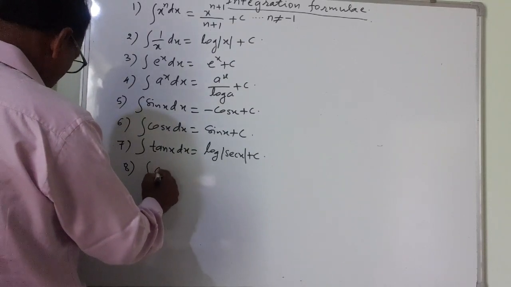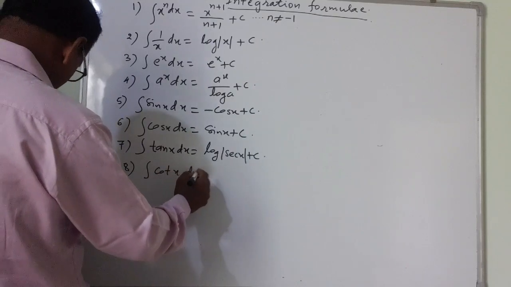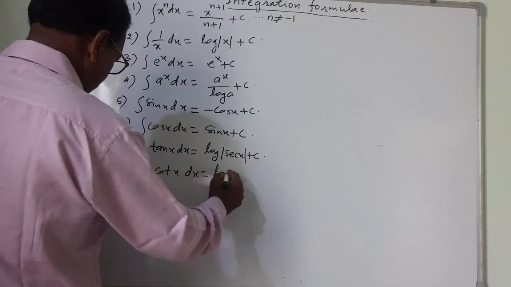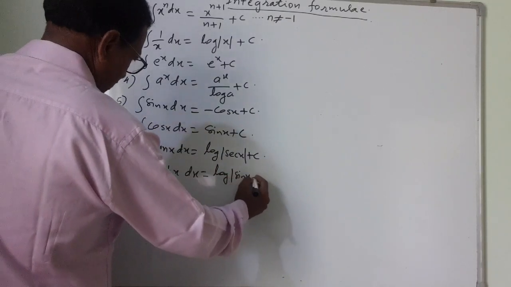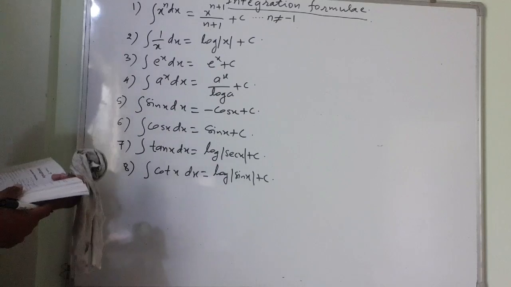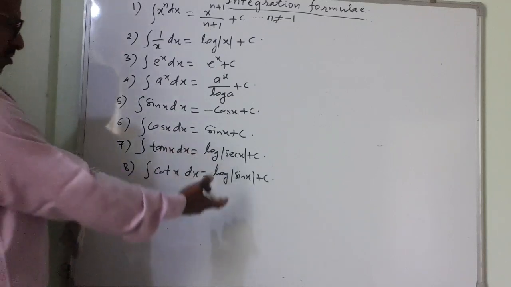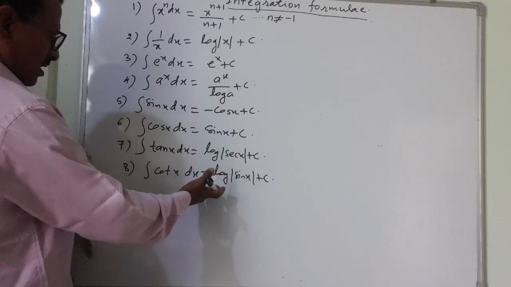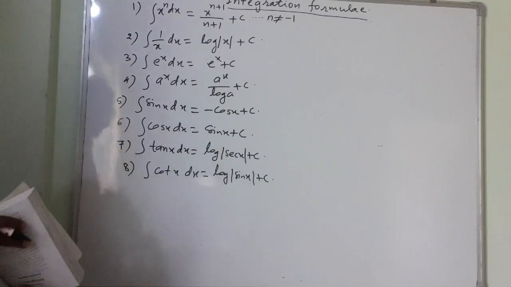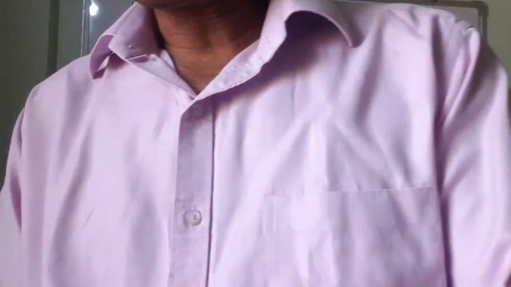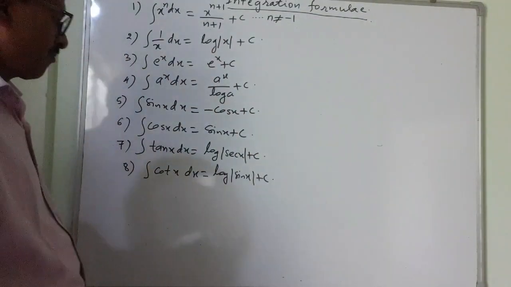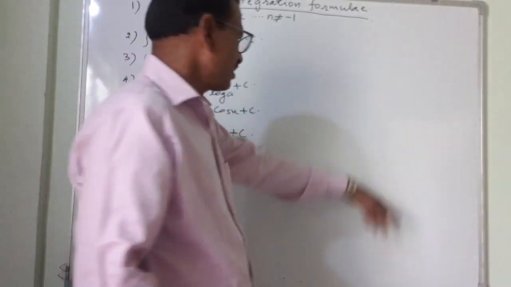Integration of cot x is equal to log of sin x plus c. If you have any problem in this, how? Just see the derivative of this and you will come to know that this is the derivative of this. But anyhow, this is not the way for solving this.